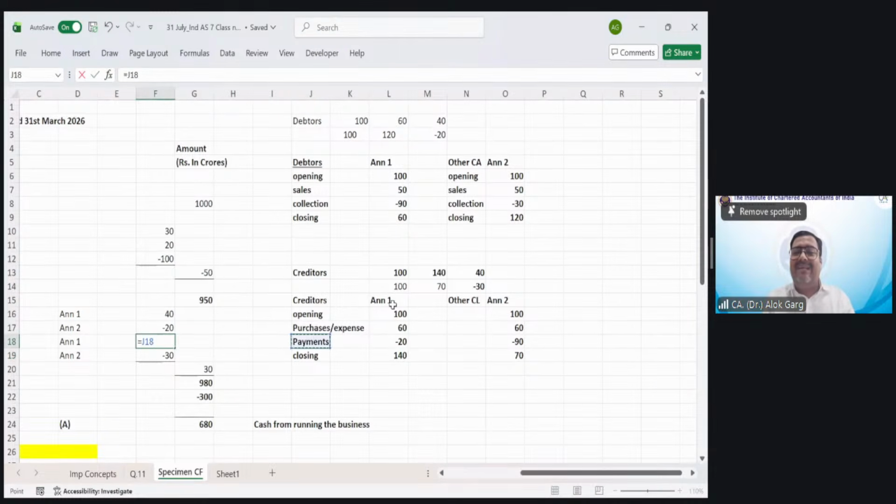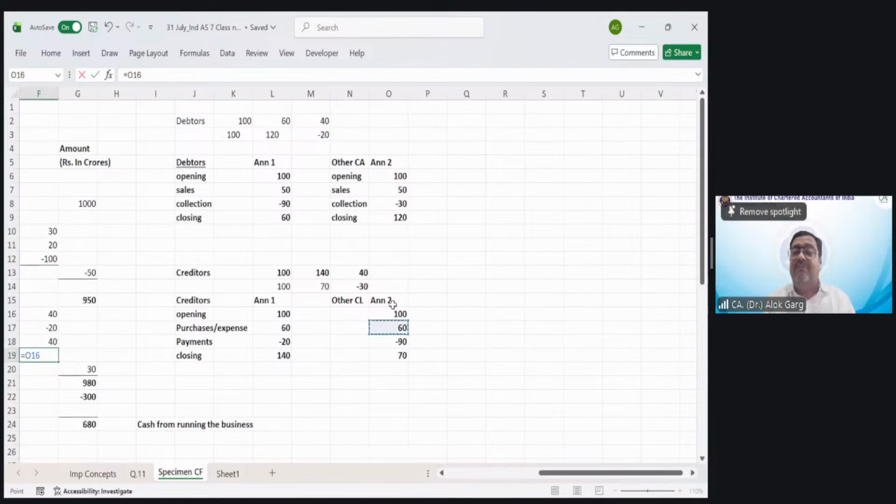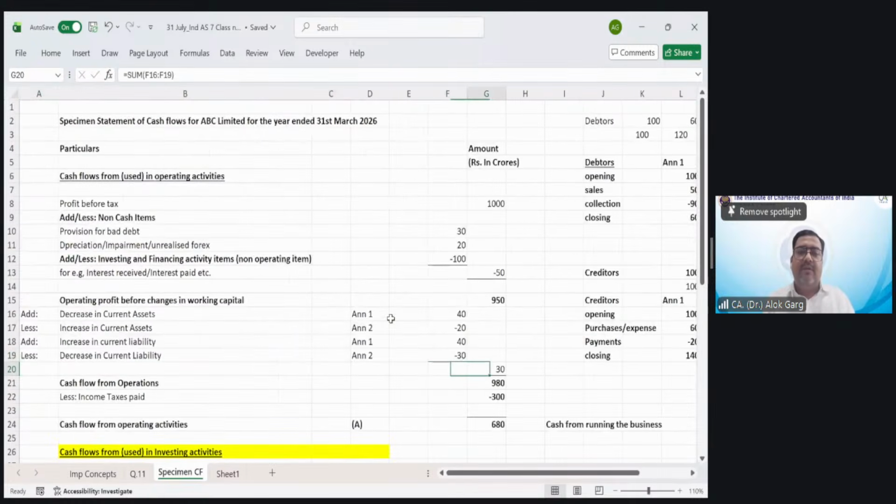So increase in current liability is a positive cash flow. Just the opposite of the increase in current asset. So increase in current liability is positive cash flow. Increase in current asset is negative cash flow. Annexure 2, your other current liability has decreased. If other current liability has decreased, it means you have paid more cash, right? So negative cash flow.